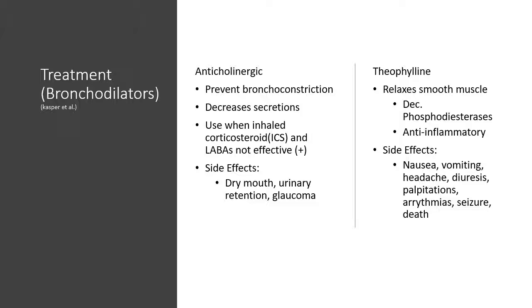Continuing with the bronchodilator treatment, we have the anticholinergics, which prevent bronchoconstriction and decrease secretion. They are used when inhaled corticosteroids and LABAs are not effective, so this is an addition to the treatment. Some of the side effects from anticholinergics are dry mouth, urinary retention, and glaucoma. These side effects are mainly seen in the elderly population.